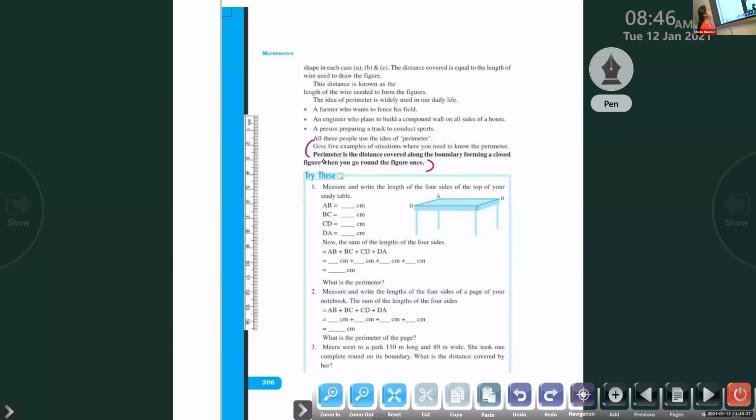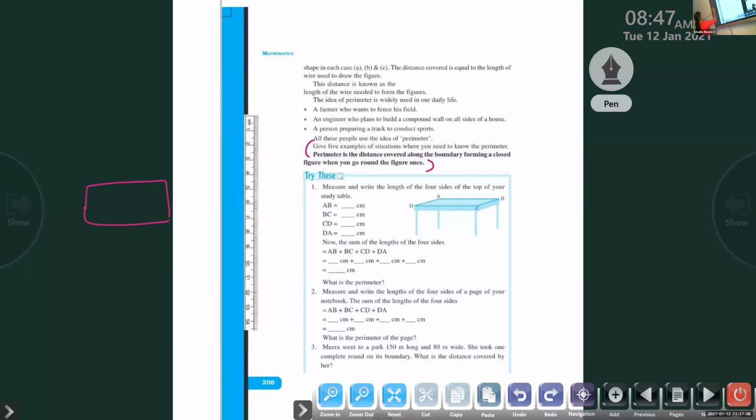Okay, children, perimeter is the distance covered along the boundary forming a closed figure when you go around the figure once. That I will explain. When you go around the figure once, only one time. Suppose you are going around a football ground, jogging around a ground. The ground is like this. It is a rectangle shape.